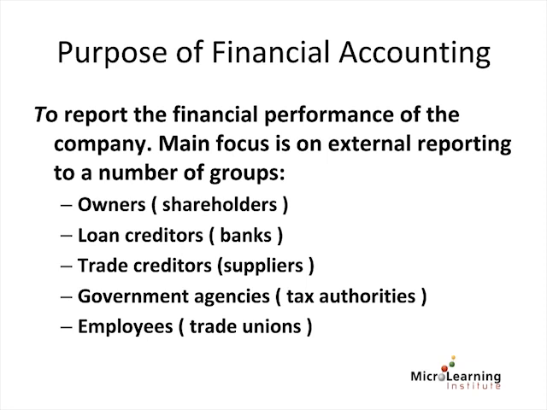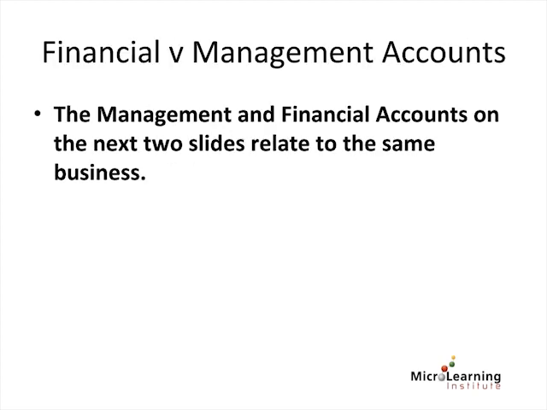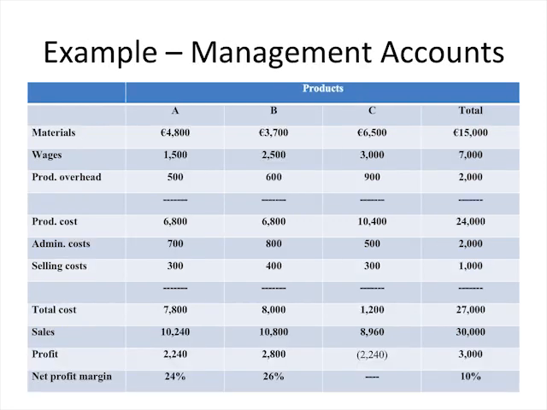So, in summary, financial accounts report the financial performance of the company. The main focus is on external reporting to a number of groups: owners, loan creditors, trade creditors, government agencies, employees. In contrast, management accounts provide information to the management team at all levels within the organization for the following purposes: formulating the policies, planning and controlling the activities of the organization, decision-making, and performance appraisal. The management and financial accounts on the next two slides relate to the same business. These are the financial accounts that report the historic performance to external stakeholders in compliance with the financial framework. These are the management accounts that are prepared for internal analysis.